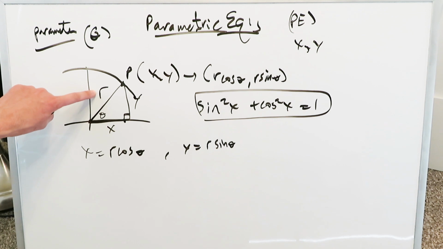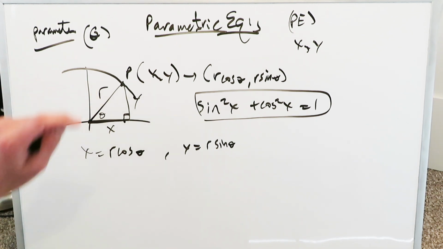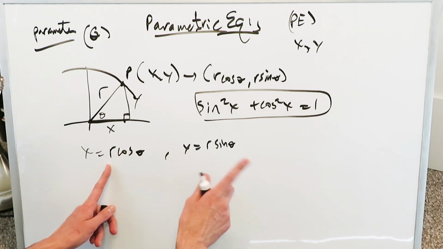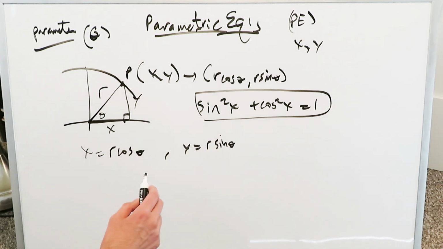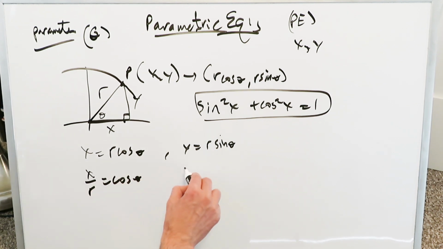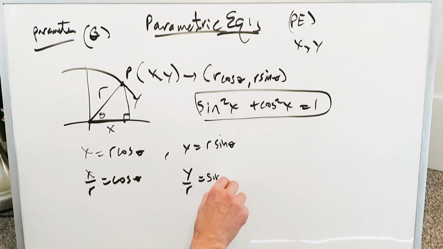Here the radius could be 1, it could be 2, 3, 4, but for this depiction, the letter r is a constant, it's not a variable. You take the r, the constant, to the other side, and you have x over r is equal to cosine theta. You have here y over r is equal to sine theta.